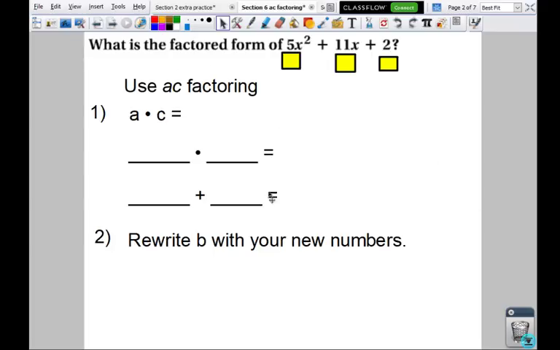So we're going to find the factored form of 5x squared plus 11x plus 2. Now, when we look at these, we have A, B, and C are the numbers in here. A is always by x squared, B is always by x, C is always just chilling off by itself. So in this, A is 5, B is 11, C is 2.